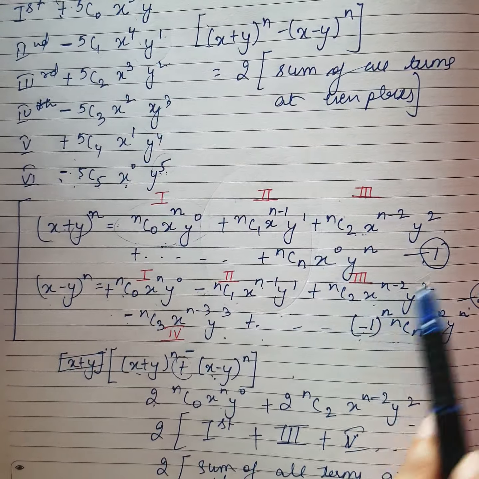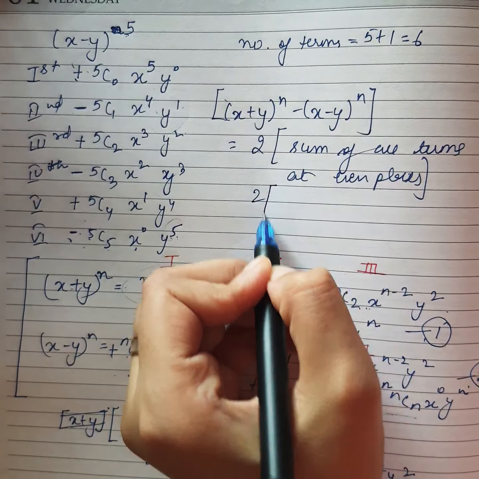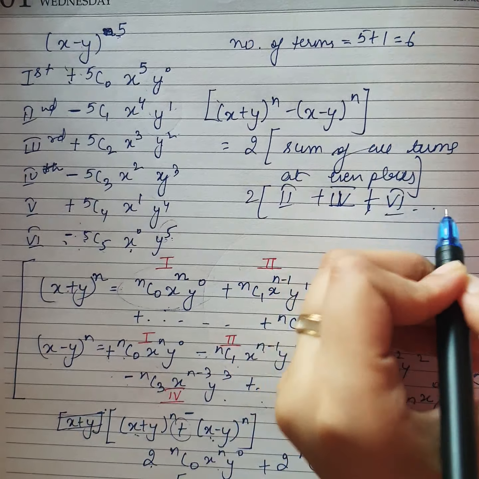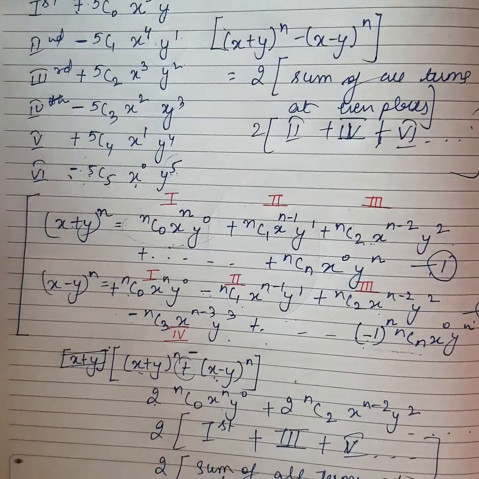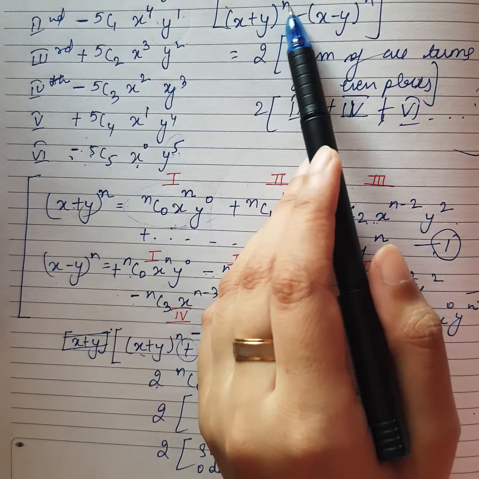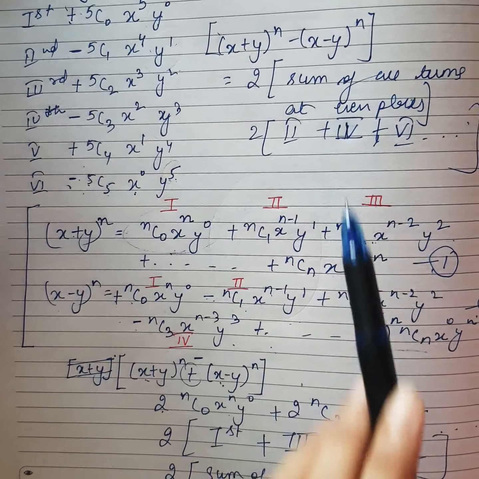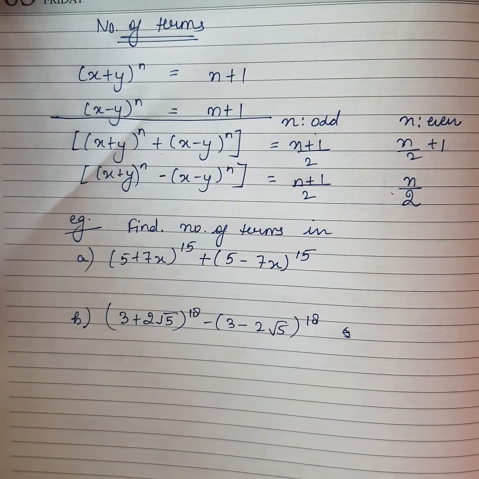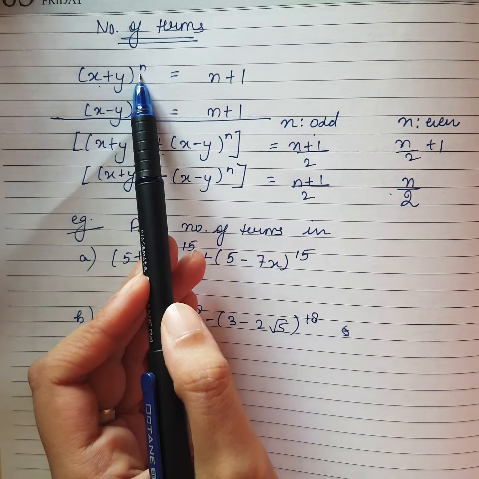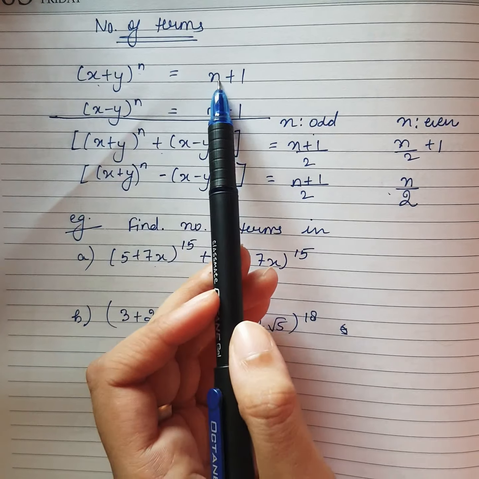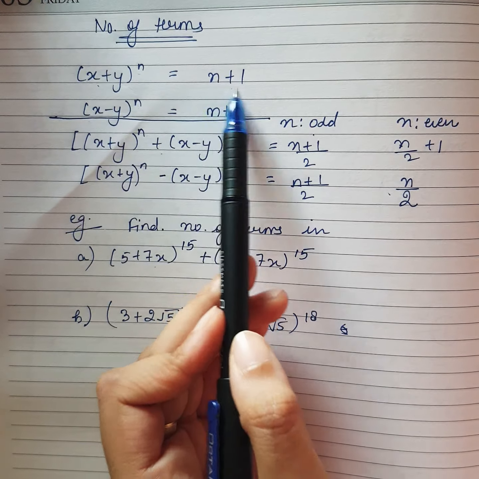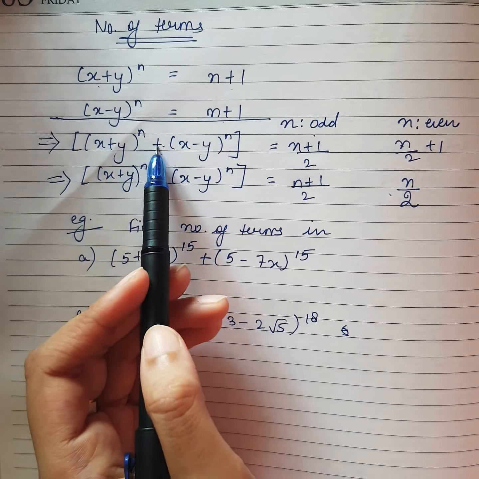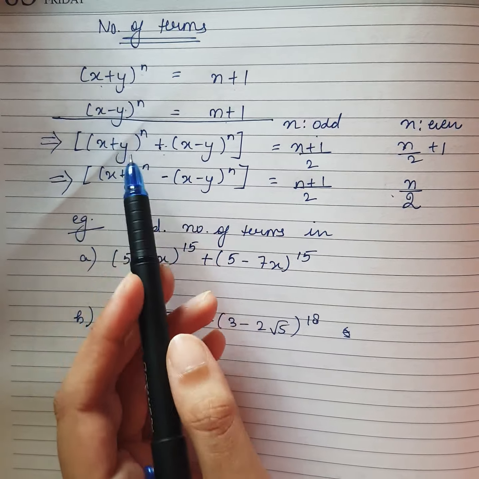Same way third term will get cancelled, fourth terms will be added, so ultimately this is second term plus fourth term plus sixth term and so on. So sum of all the terms at even places. So subtraction will be the sum of even places and addition will be the sum of odd places. Now number of terms we have discussed for (x plus y) whole power n and (x minus y) whole power n. One term added, so n plus 1.